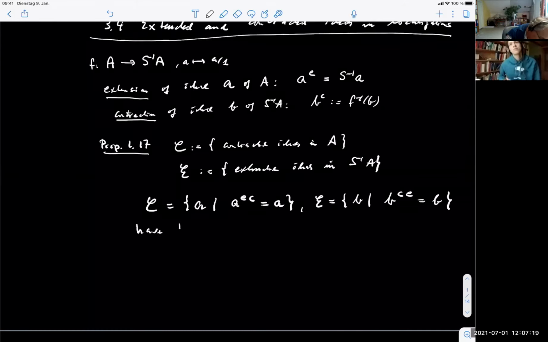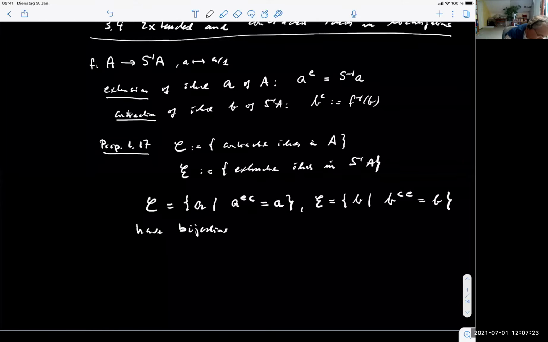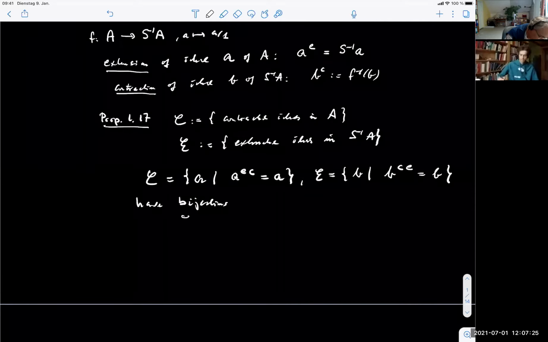Okay, so this we had, and we have bijections between these sets. They are inverse to each other. On the one hand, the set of contracted ideals, on the other hand, the set of extended ideals, and it goes in both ways. Here extend, and here contract.